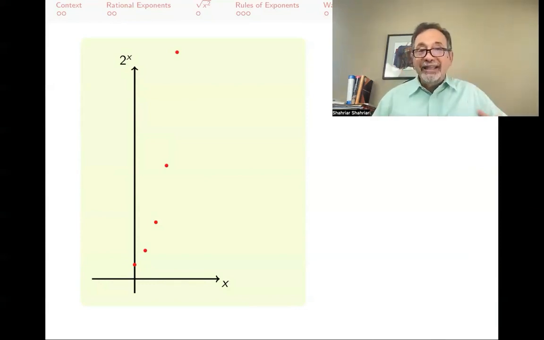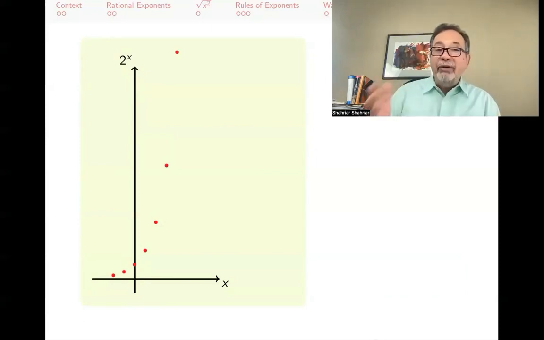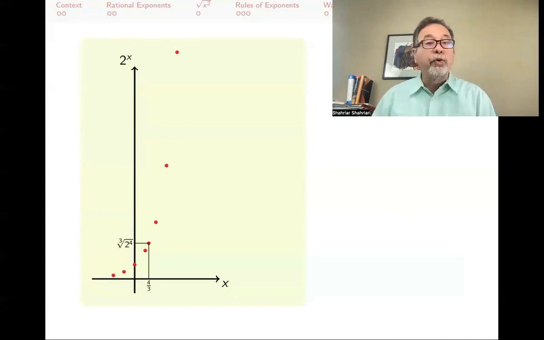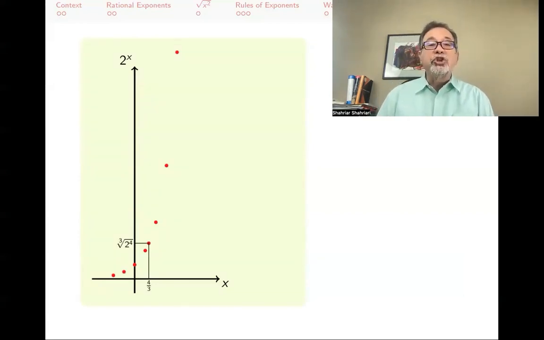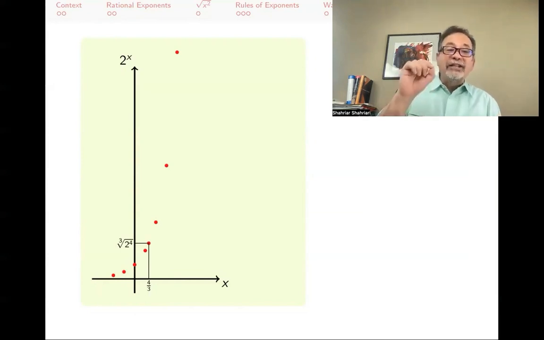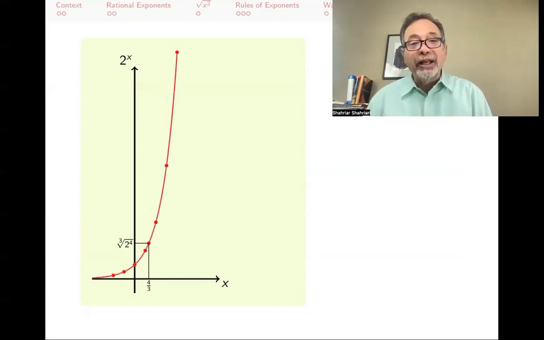We can also extend this function for negative x. When x is negative 1, you get 1/2. When x is negative 2, you get 2 to the minus 2, so that's 1/4. And we now know that we can add other points here. For example, if x is 4/3, then 2 to the 4/3 is going to be cube root of 2 to the 4th. And that's another point that we could add. If we put all of those points in, all those rational points in, we will get the exponential function.